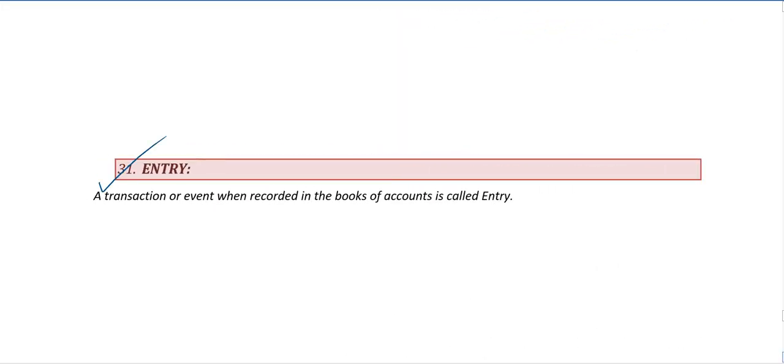31st term, entry. A transaction or event when recorded in the books of accounts is called entry. So whenever there is a purchase or sale, it is a transaction and we will make an entry in the books of accounts to record the transaction or event. So the recording of the transaction or event is called making an entry in the books of accounts.